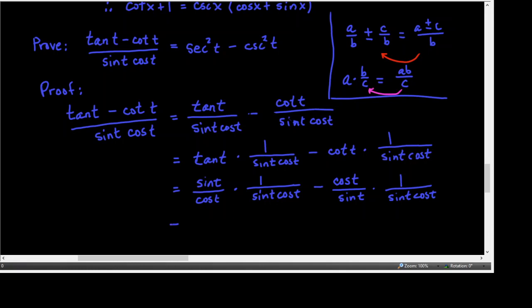Okay. Now, in doing the multiplication, you might notice that in the first multiplication, this sine of T and this sine of T cancel. And what's left when those are canceled is 1 in the numerator and cosine T times cosine T. In other words, cosine squared T.